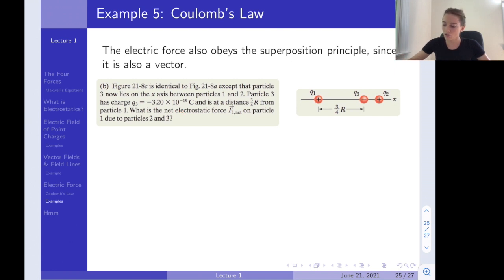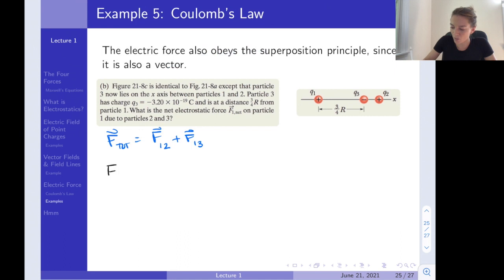So now we want to know what is the total electrostatic force on charge 1 due to charges 2 and 3. So the total force is the force on 1 due to charge 2, and the force on 1 due to charge 3. We already found this one, that's what we just found in the previous example. So now let's find the force on charge 1 due to charge 3. That's going to be 1 over 4 pi epsilon naught, our charge 1, charge 3, the distance between them, and then that r hat. So let's plug some things in.